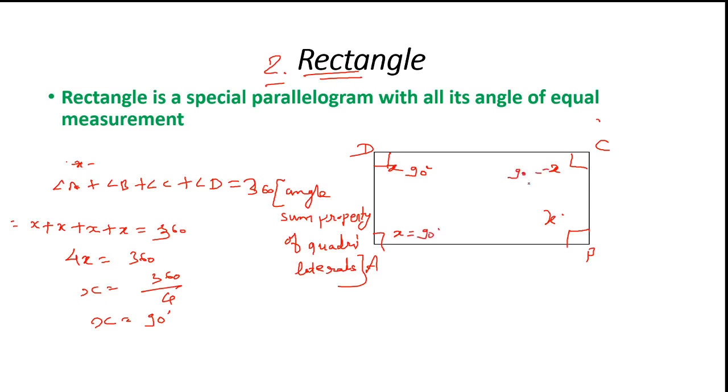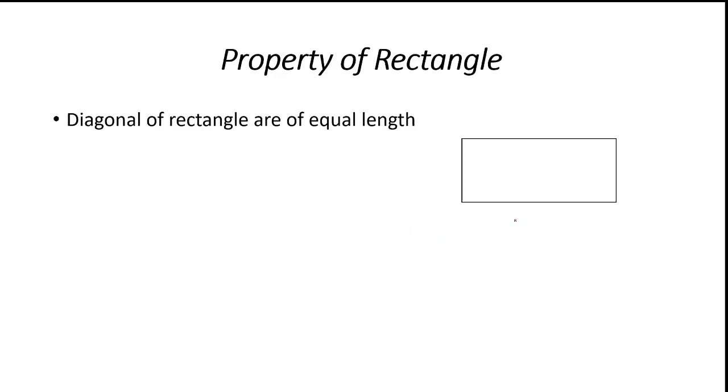Now one more property we are going to learn, property of rectangle. Diagonals of rectangle are of equal length. We want to prove that diagonals of the rectangle are of equal length. So this is a rectangle ABCD and AC and DB are the diagonals of the rectangle. To be proved: what is to be proved is that AC is equal to DB. These are the diagonals and their lengths are equal.